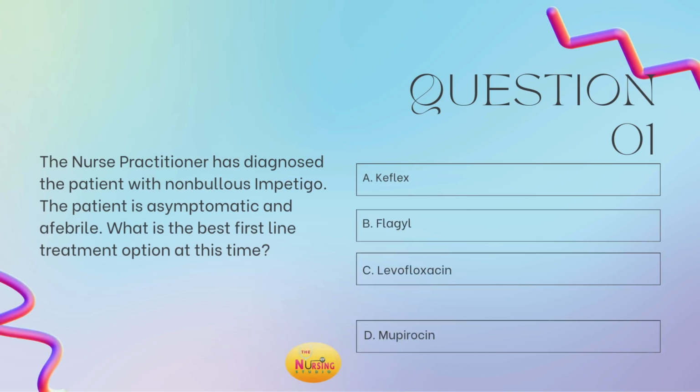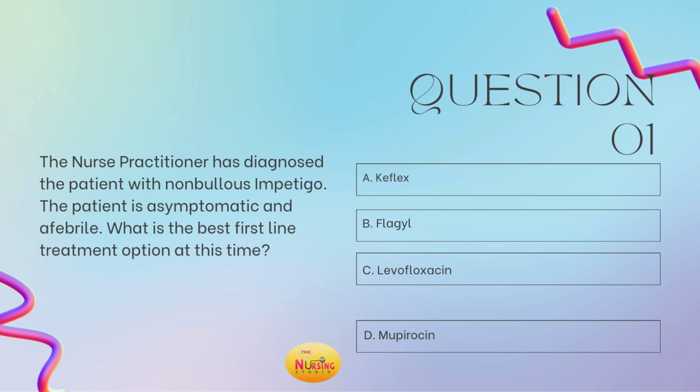As we continue our antibiotic series, let's continue through some more of the Derm section, okay? Question number 1 states, the nurse practitioner has diagnosed the patient with non-bullous impetigo. The patient is asymptomatic and afebrile. What is the best first-line treatment option at this time? Is it A, Keflex? B, Flagyl? C, levofloxacin? Or D, mupirocin? Take a moment to tell me what you got in the comments, you guys.